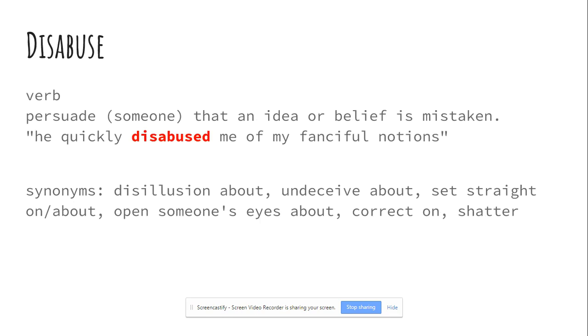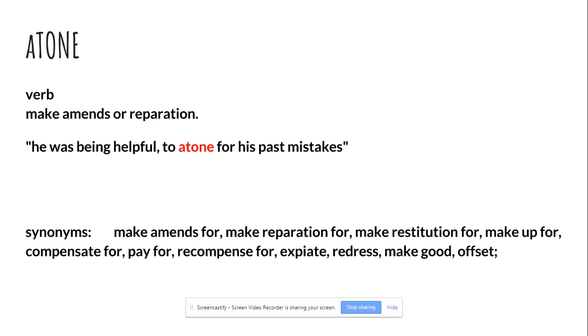Disabuse, it's a verb, and it means to persuade someone that an idea or belief is mistaken. He quickly disabused me of my fanciful notions. So disabused is the verb here. So he quickly tried to convince you that what you were doing was wrong. And specifically, this word has to do with convincing someone that what they believe is wrong. It's not just convincing them, I don't know, that they're a bad person or that they should loan you $5. It's convincing a person that an idea that they had is wrong.